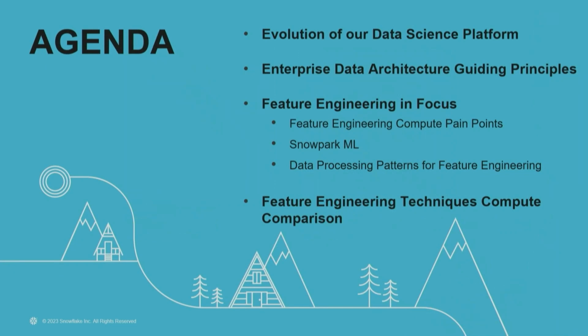So we're going to have 4 sections in our presentation today. I'm going to give a brief overview of our data science platform journey, and then talk about some of the core guiding data architecture principles for this platform. The next section, we will have a look at feature engineering within the model development phase of the AI ML lifecycle, including what Snowpark ML is. I'm going to walk through some of the data processing design patterns, and then finally Ray will walk through some of these techniques implemented within some of the data processing patterns.